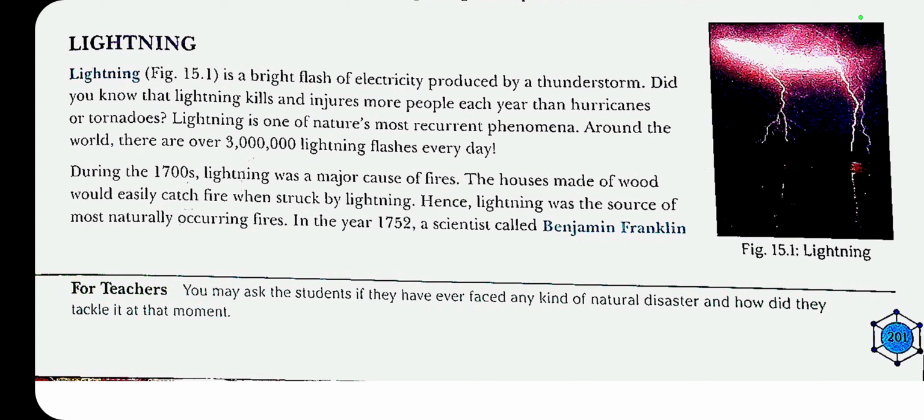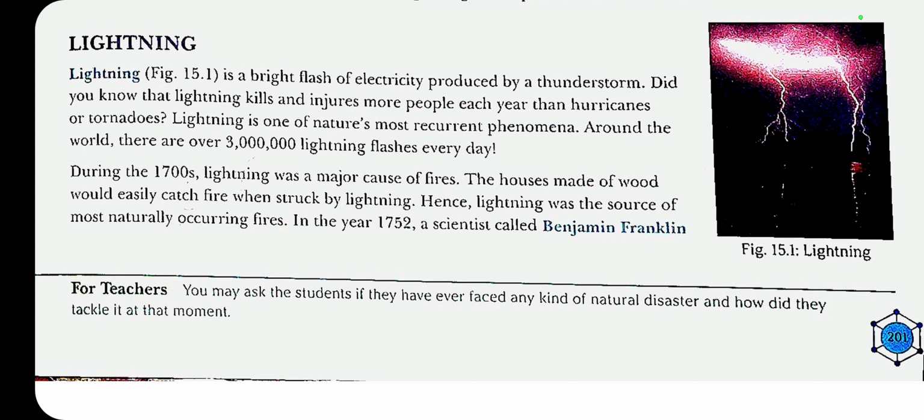Back to the definition of lightning. What is lightning? Lightning is a bright flash of electricity produced by a thunderstorm. Now, this definition is important as you can be asked in your exam for 2 or 3 marks to define lightning. Next is a fun fact about lightning. Well, I'm not sure about fun, but it's a fact. Did you know that lightning kills and injures more people each year than hurricanes or tornadoes?